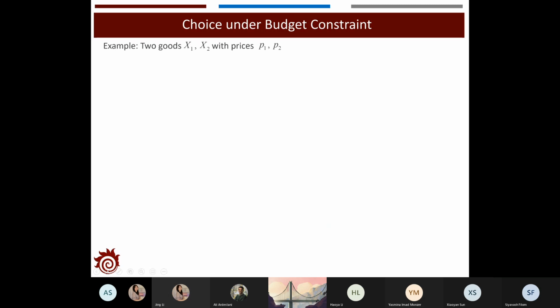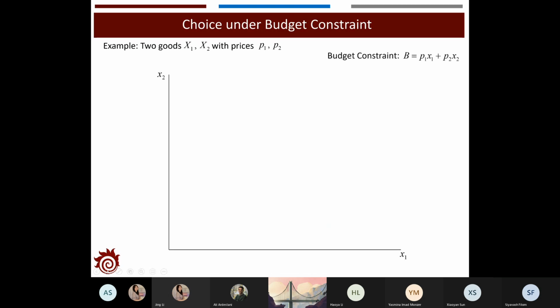And now let's check one example to see how we can solve the problem with the budget constraints. Here we consider two products, x1 and x2, and we know their prices as P1 and P2. We have the budget constraint as B. The total budget is capital B, so P1 times x1 plus P2 times x2 will be capital B.